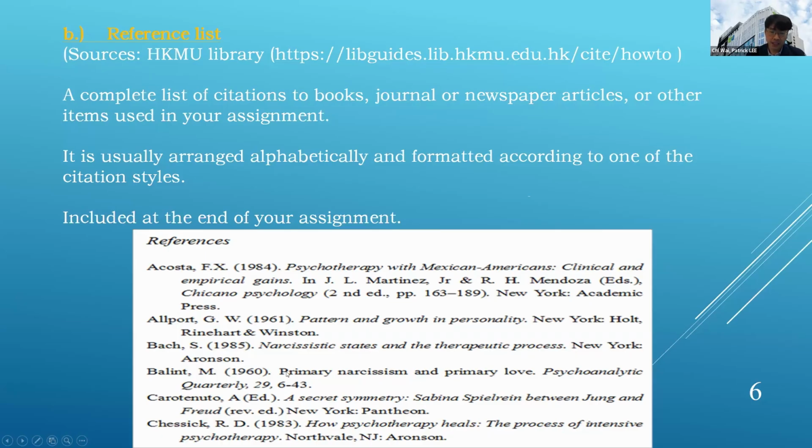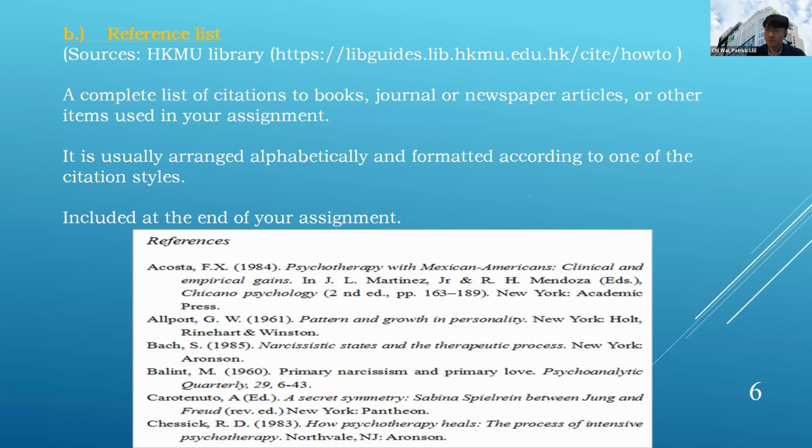Now, guys, can you see, basically, this is not in italic. Then you ask, why? Next is actually called Psychoanalytic Quarterly. So this is in italic. And then we see the 29 in italic, comma, and then 6 hyphen 43. Now, the italic part actually is the name of what? Of a book or of a journal.